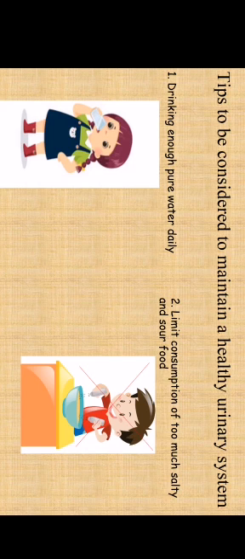Finally, I am going to talk about tips to be taken to maintain a healthy urinary system. Drinking enough pure water daily, limit consumption of too much salty and sour food, quit smoking and taking liquor, control some disease conditions such as diabetic condition by controlling blood sugar levels.